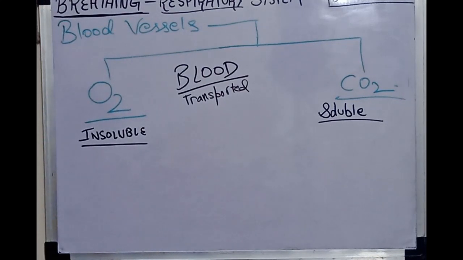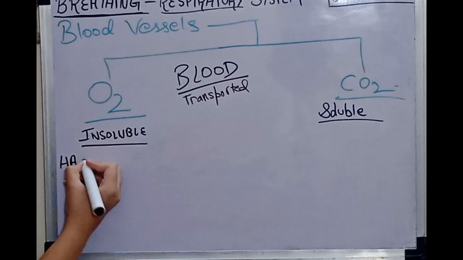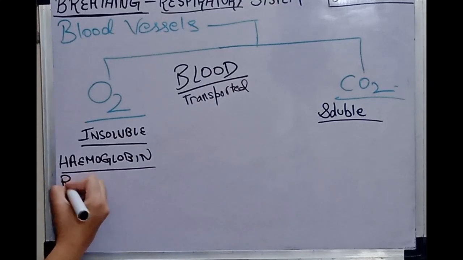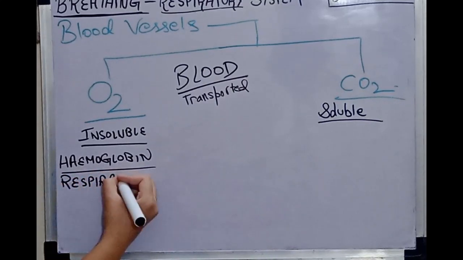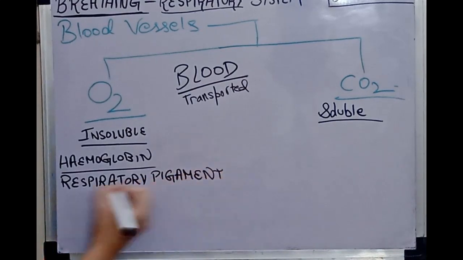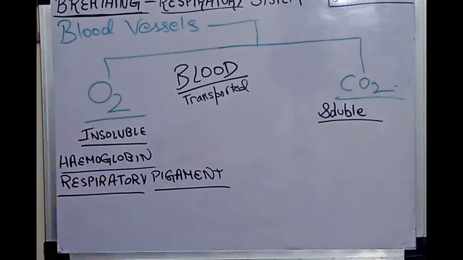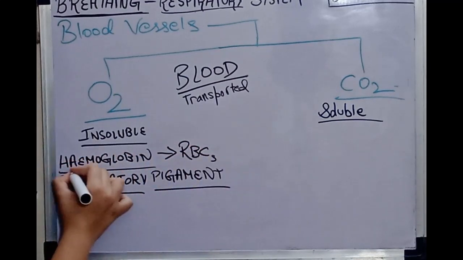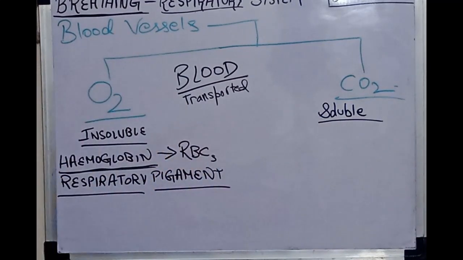So how does it happen? It's insoluble, it is not dissolving in blood. What am I supposed to do? The answer is a savior, hemoglobin. That is also known as respiratory pigment. Why is it known as respiratory pigment? Because it transports oxygen in all parts of the body. That actually helps in respiration, so it also becomes part of your respiratory system, right? And where is this hemoglobin? In your RBCs. This hemoglobin is responsible for the red color of your RBCs, right?